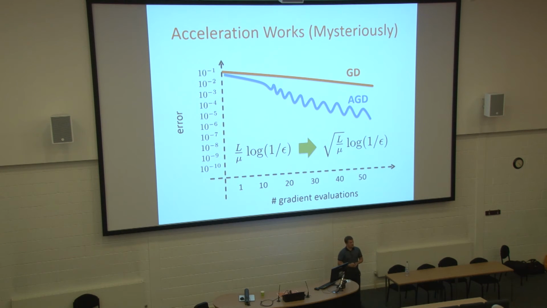Mathematically it means that you can replace the condition number by the square root of the condition number. Right? So if the condition number is a million, then you get the square root of a million, which is a much, much smaller number, so much fewer steps. So the thing is better.